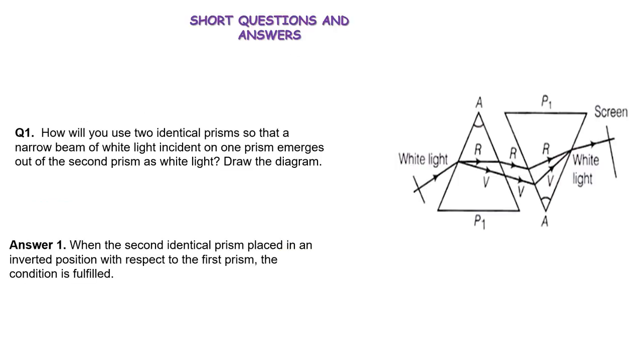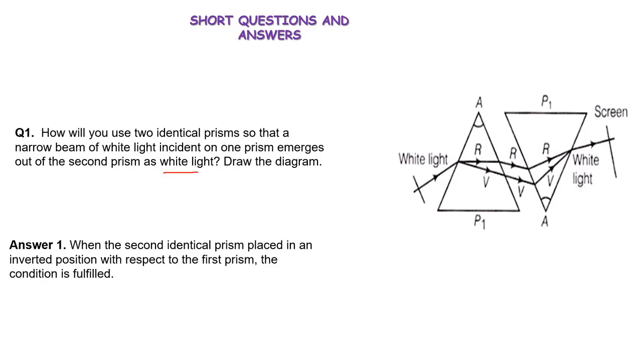Coming to the short questions and answers. Okay, let's read question number 1. How will you use two identical prisms so that a narrow beam of white light incident on one prism emerges out of the second prism as white light? This experiment, children, was initially done by Isaac Newton, right?